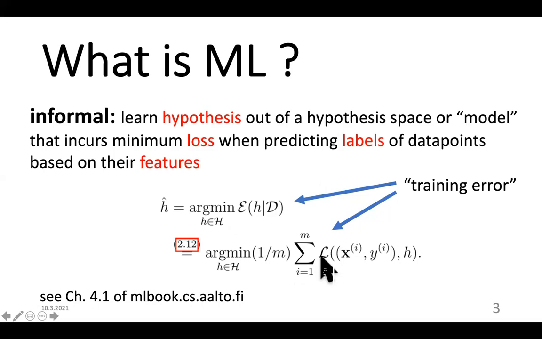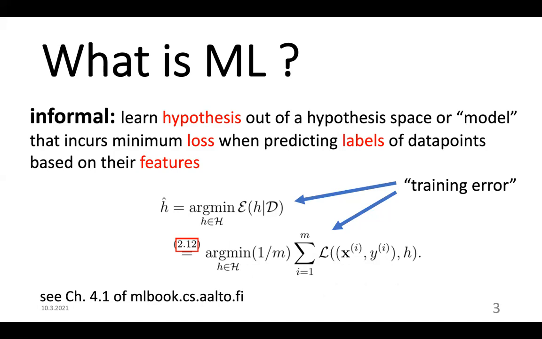So machine learning, 99.9% of machine learning methods are optimization methods that solve an optimization problem, which is to find the hypothesis h out of a whole space or set of hypotheses, which we call hypothesis space or model, such that the average loss on a set of data points, which we then call training set, is as small as possible. That's what I mean by machine learning in this course.